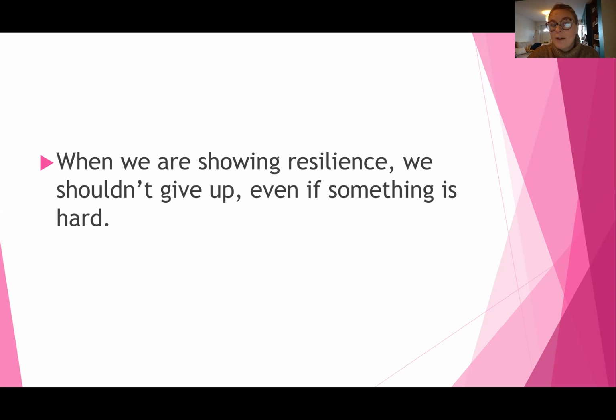When we are showing resilience, we shouldn't give up, even if something is hard. Has that one been used correctly? So you need to hold up your smiley face, or is it your sad face that's been used incorrectly?